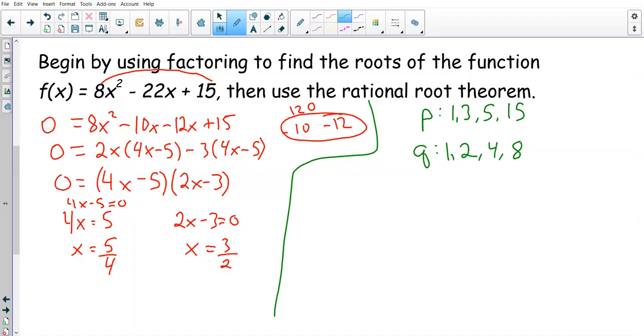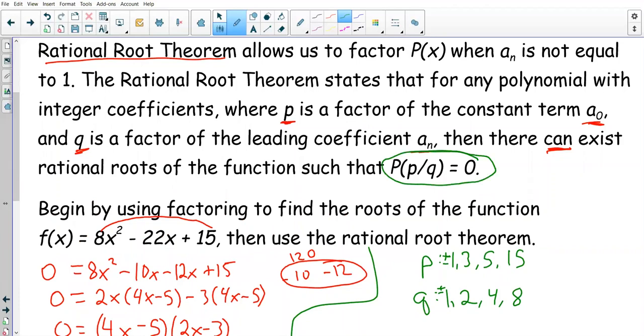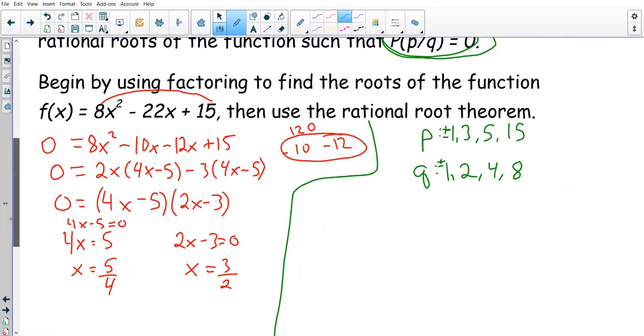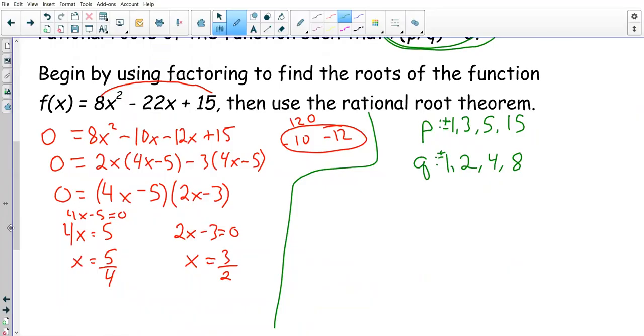Now, of course, if I want to look at the factors of 8 or the factors of 15, I could have plus or minus any of those factors, right? Positive 1 times positive 15 gives me positive 15, but negative 1 times negative 15 gives me positive 15 as well. Now, what the theory tells us is that the quotients p divided by q are the values we want to try in our polynomial to see if this works.